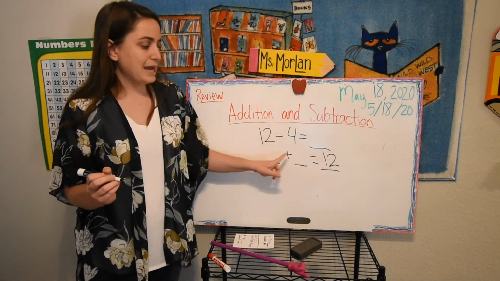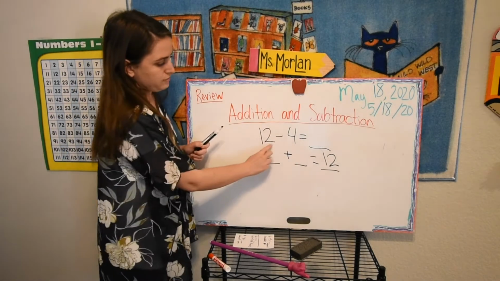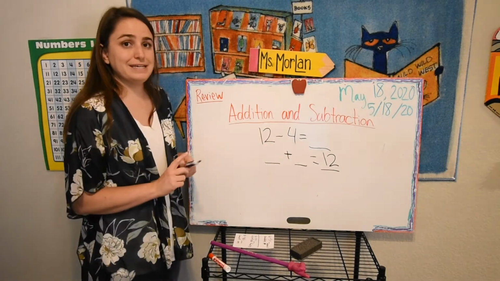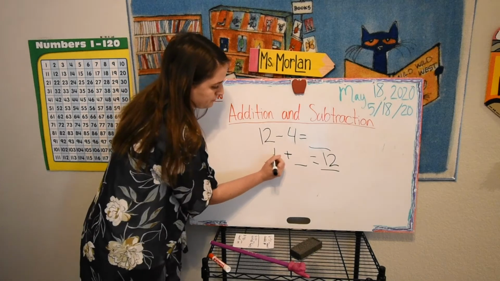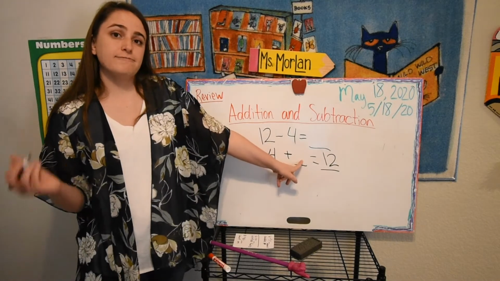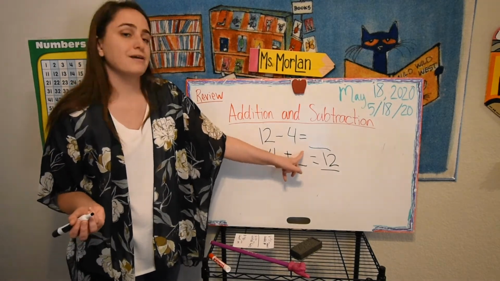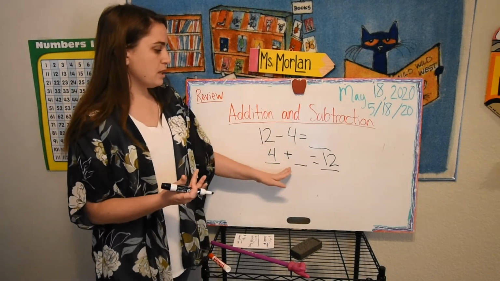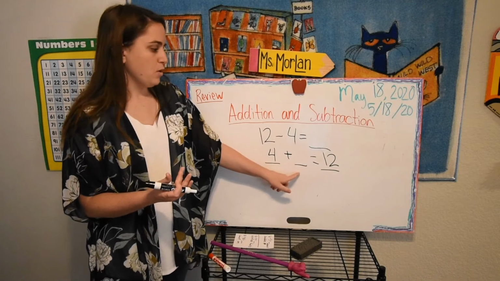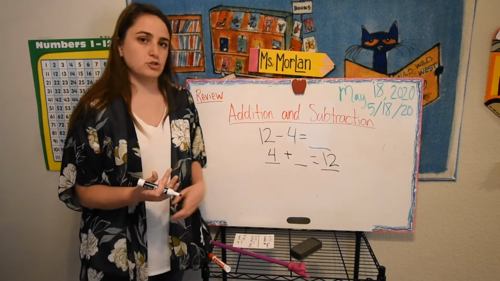Now, I need my add-ins. Well, out of these 2 numbers, which one is one of the add-ins? 4, right? It's a part. Okay, now I need to find the other part, the other add-in. So then I can think, okay, 4 plus, what do I need to add to get to 12?